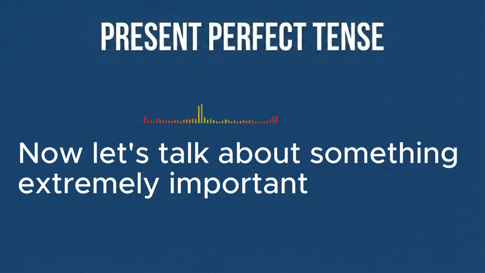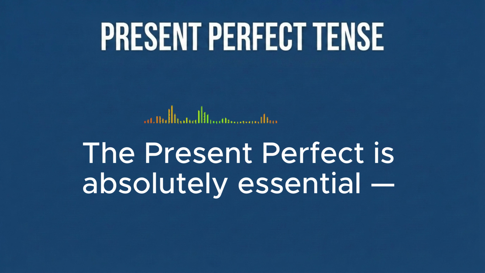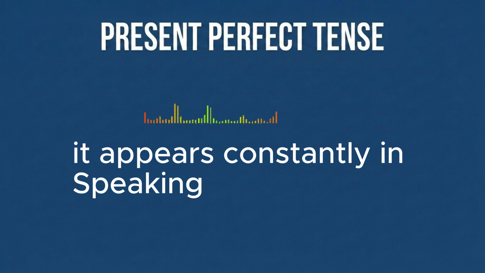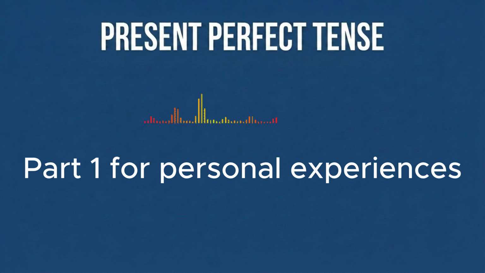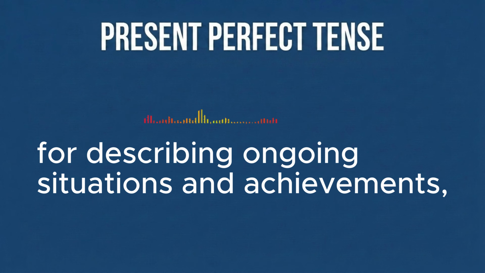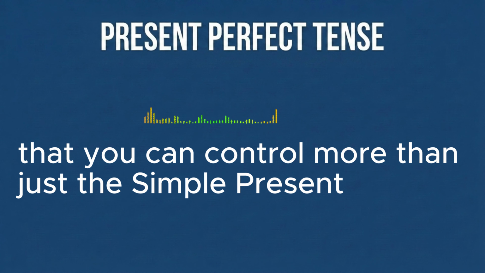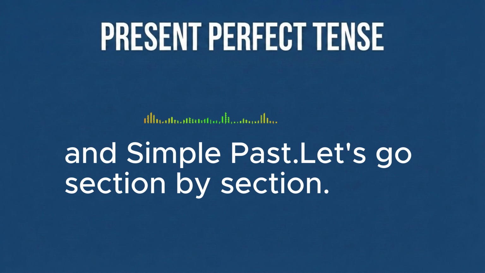Now let's talk about something extremely important if you're preparing for IELTS. The present perfect is absolutely essential. It appears constantly in speaking part 1 for personal experiences, in writing task 2 for describing ongoing situations and achievements, and it's one of the clearest signals to an examiner that you can control more than just the simple present and simple past. Let's go section by section.